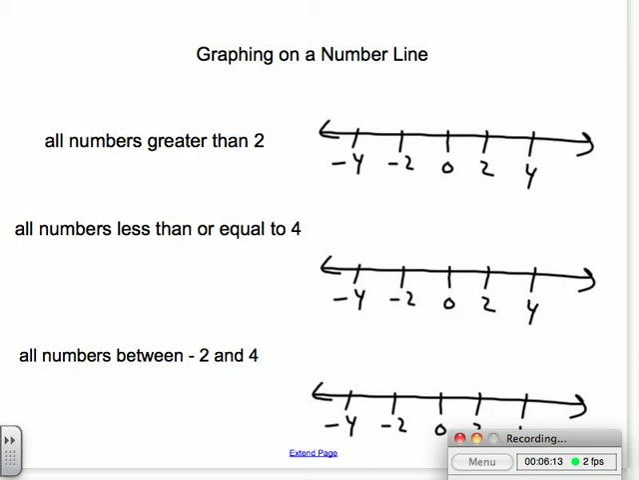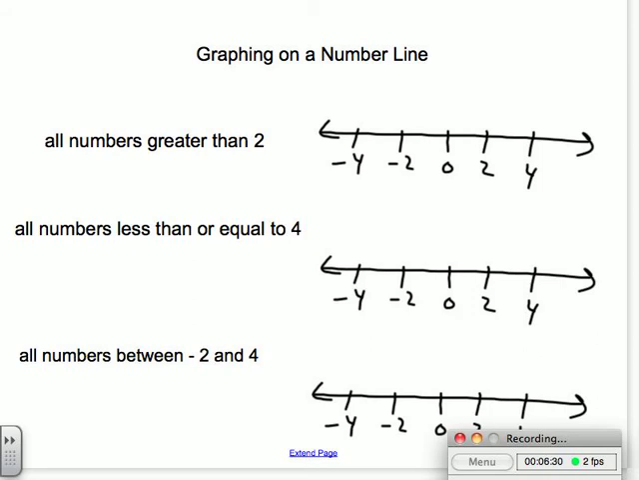Two other topics you might need for handling pages 9 and 10. The first is just a little review on how you graph on a number line. You probably did this at some point last year. We'll just do a couple of examples. One would be all numbers greater than 2.